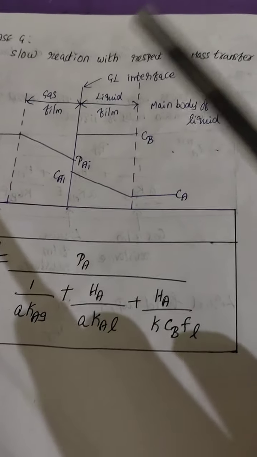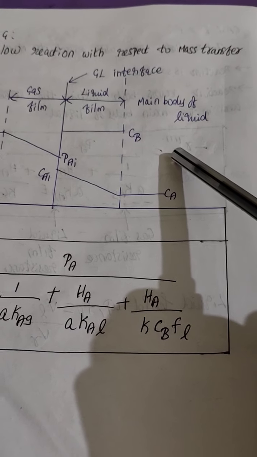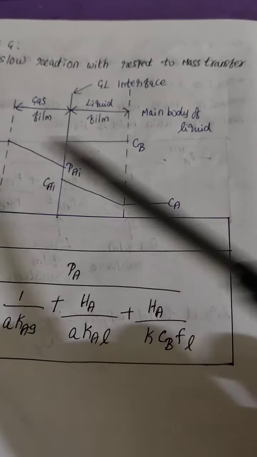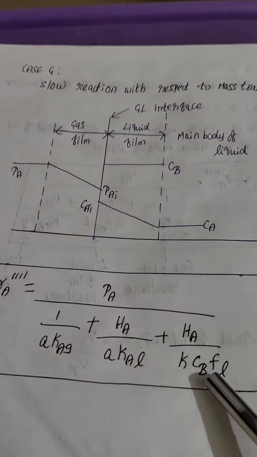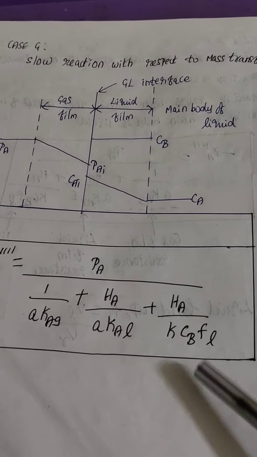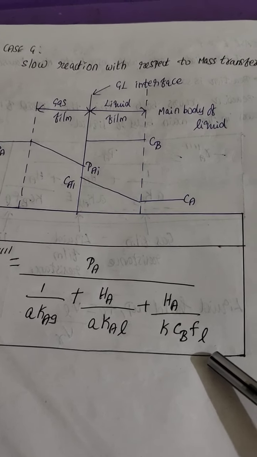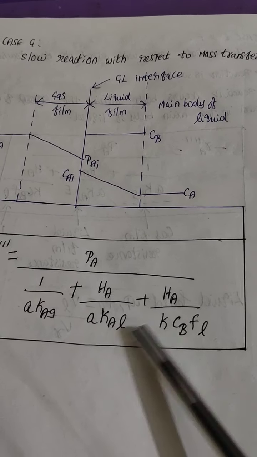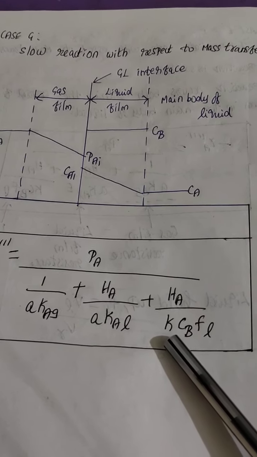So here gas film, liquid film as well as main body of the liquid have control over the reaction. That is, all three resistances are occurring since it is a slow reaction. And this FL, as we have seen already, is the liquid hold up. So here you can find that we have both mass transfer resistances Kag and Kal as well as the chemical reaction constant K.